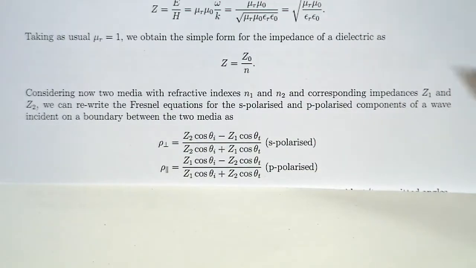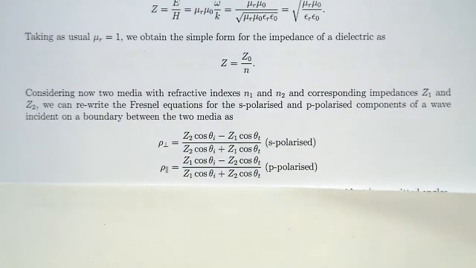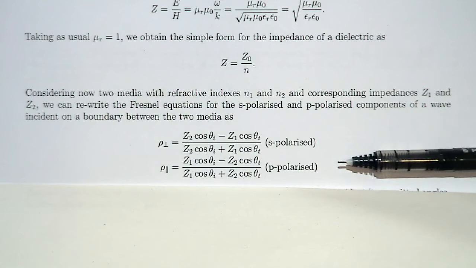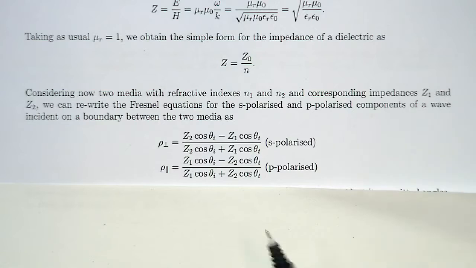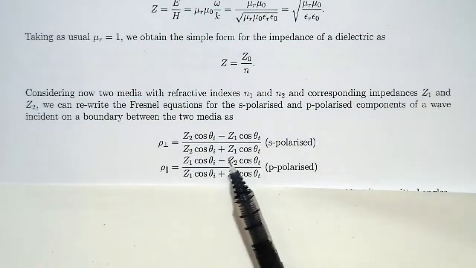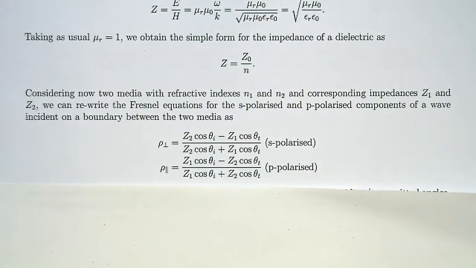So by rewriting the n values in terms of these impedance values, I can write down the ratio of reflected to incident electric fields in either the S polarized or P polarized cases in terms of these now impedance values. So Z2 is the impedance in medium 2, and Z1 is the impedance in medium 1. And again, there's a variety of expressions you can derive from this. In this particular case, I've expressed it in terms of theta i and theta t, simply because it looks nicer. There's a certain symmetry that we can see.